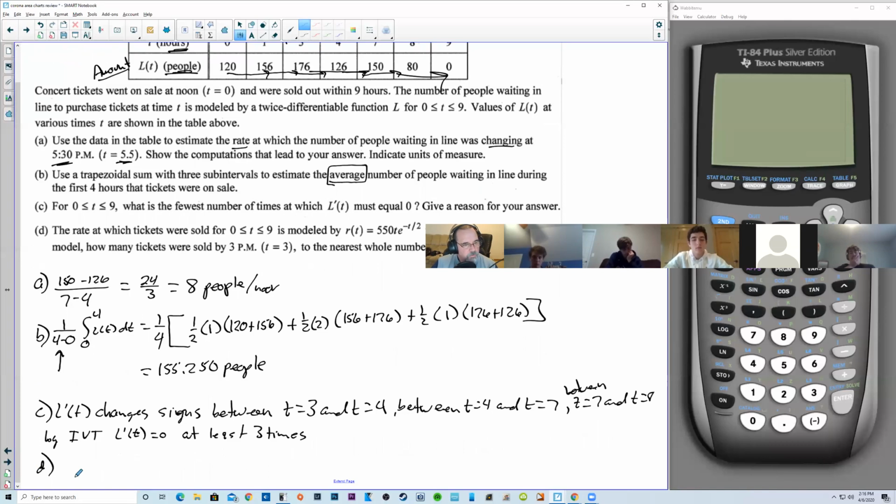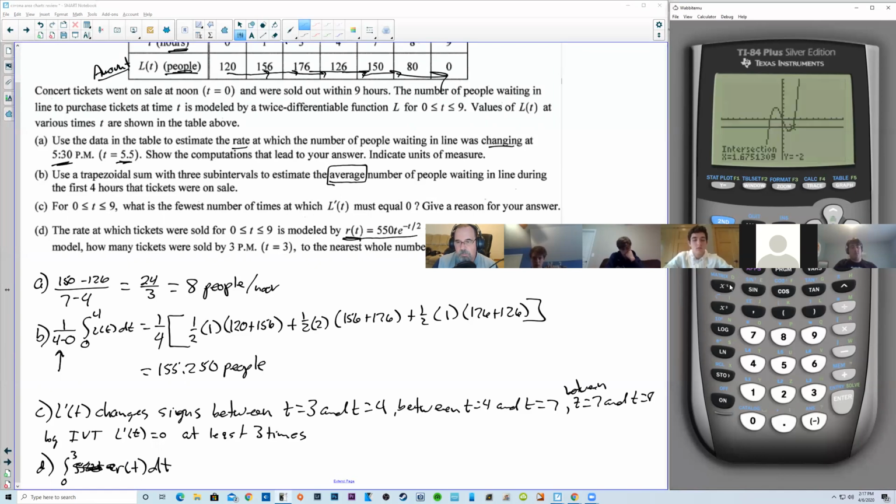D, the rate at which tickets were sold for 0 to 9 is modeled by this. Now they say, well, this appears to be this function. Yeah, it's pretty obvious when you see it. Just kidding. Tickets per hour. Based on the model, how many tickets were sold by 3 p.m. to the nearest whole number? So we're starting at noon to 3 o'clock of 550 te. I guess I don't even need to say that. I can just say the integral of R of t dt. I don't have to write it all out if they tell me that's what R of t is.